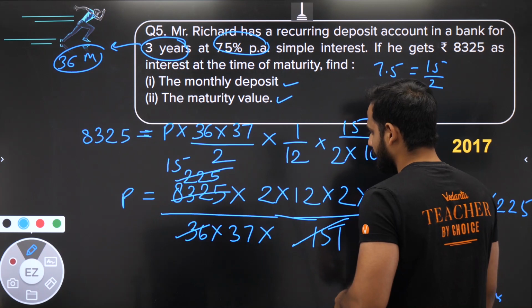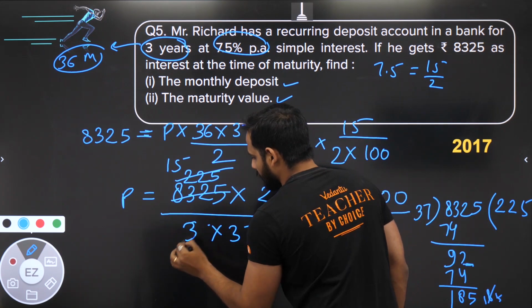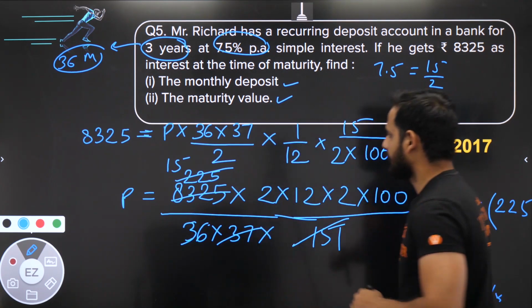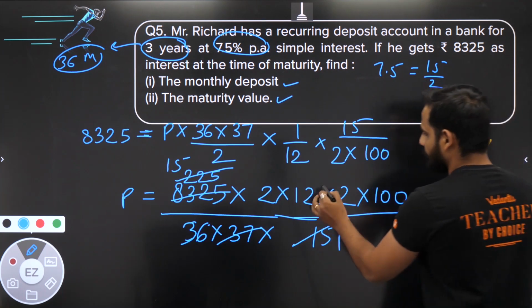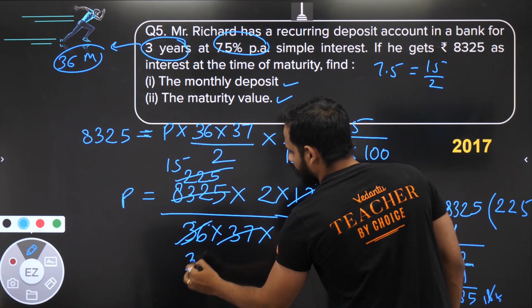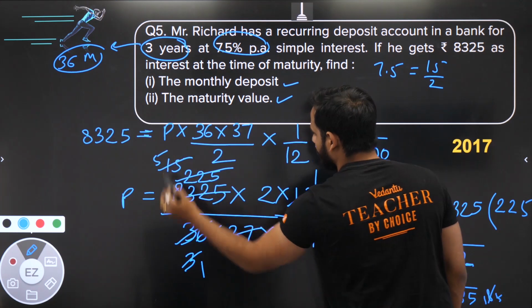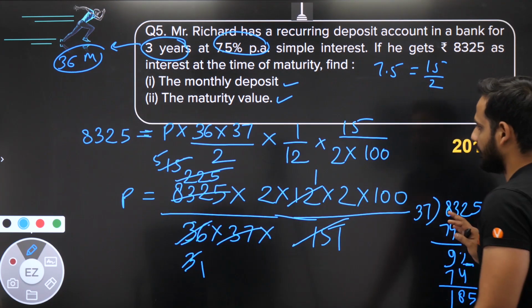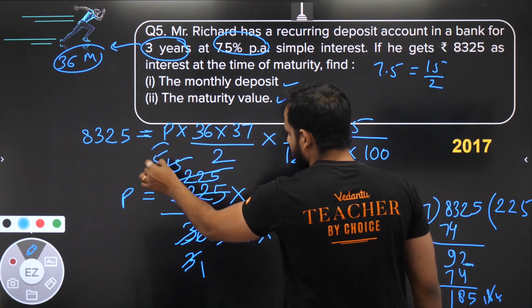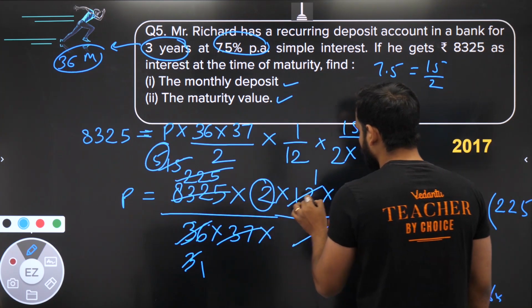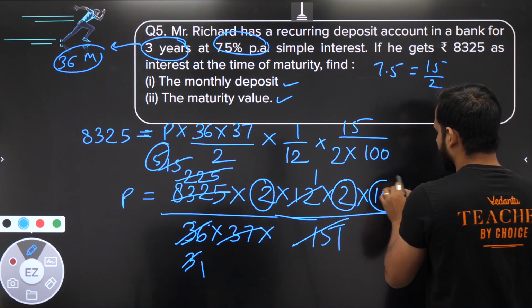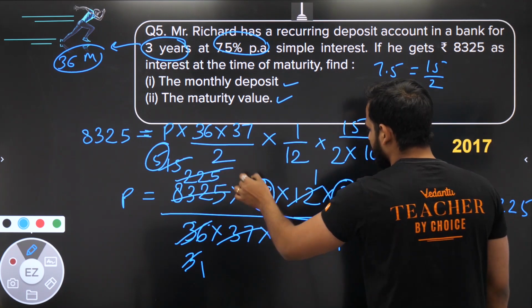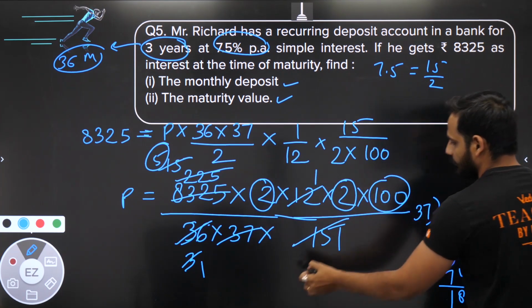Now see, I have calculated 36. Not 36, 37 got cancelled. Okay, and then 12 ones are, 12 threes are, 3 ones are, 3 fives are. Is there anything in the denominator? No sir, everything in the denominator is taken care of. Now what we are left here with is 5 into 2 into 2 into 100. So 5 into 2 is 10, 10 into 2 is 20, 20 into 100 is 2000.